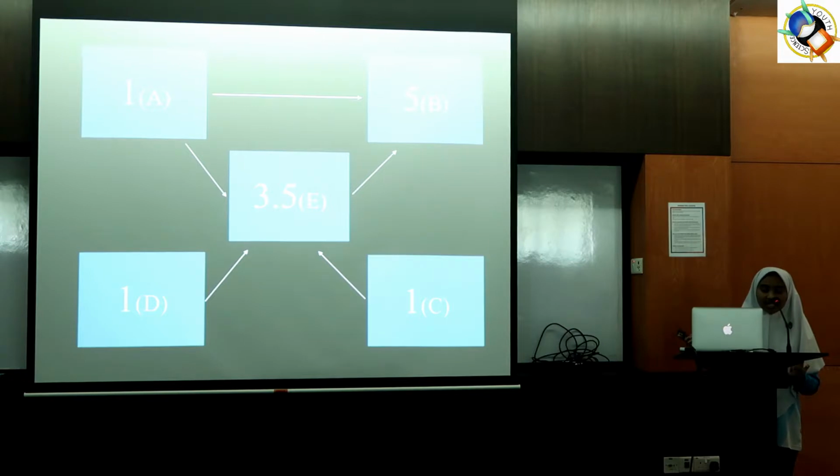So if we let the PageRank flow, we will see what happens. This is what happens. As you can see, page E and page B no longer have 1 point. They have 3.5 points and 5 points, while pages A, D, and C only have 1 point. If you realize, pages A, D, and C do not have any arrows pointing to them, only pointing away from them.